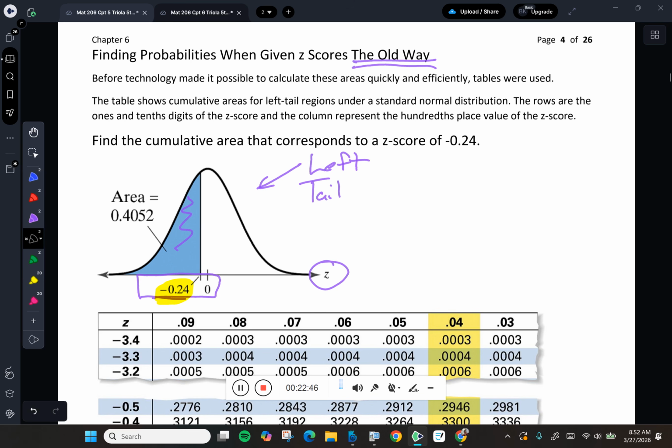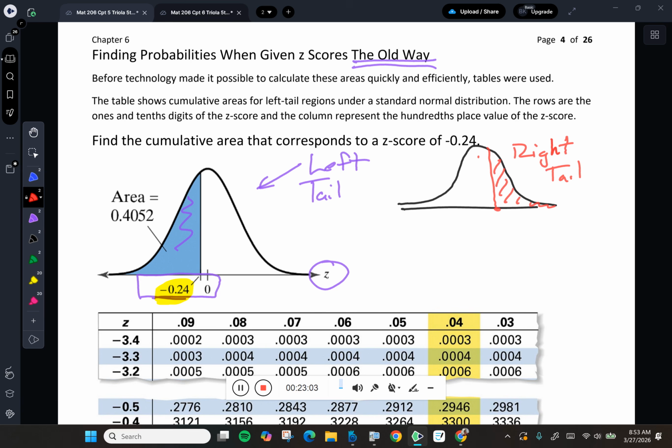The other two versions of this problem are the right tail version, where you'll be given a value and asked to find everything to the right of that. So this would be the right tail version. And then the third version is where you are given a lower and an upper value and asked to find a strip in the middle. So they'll give you a lower value, an upper value, and ask you to find a piece in the middle. Right?